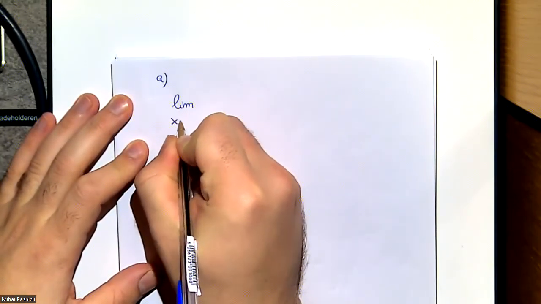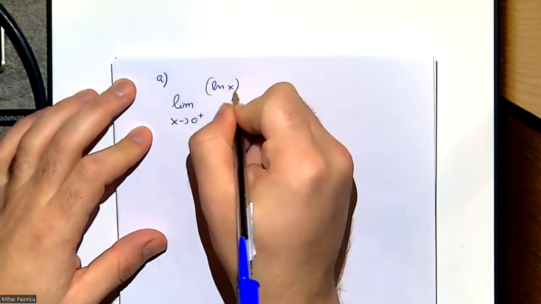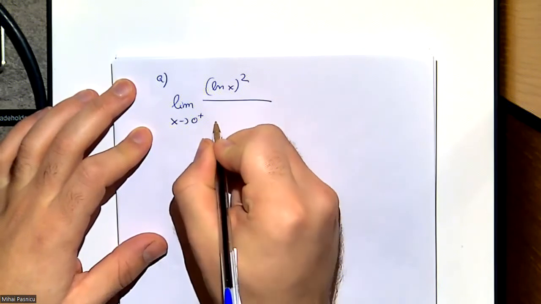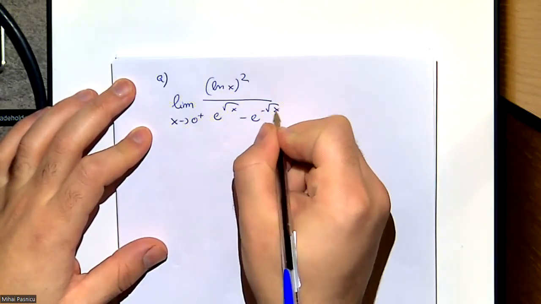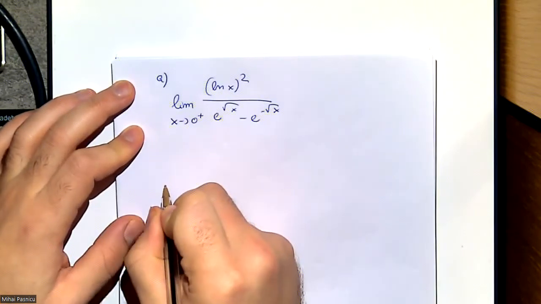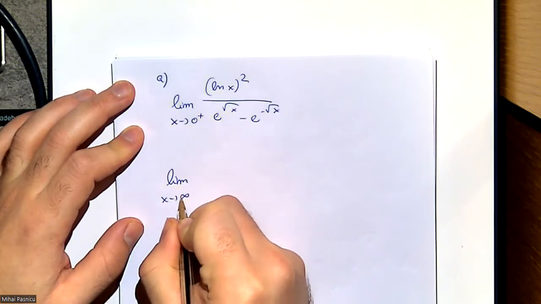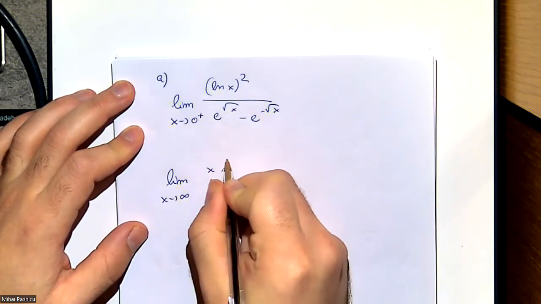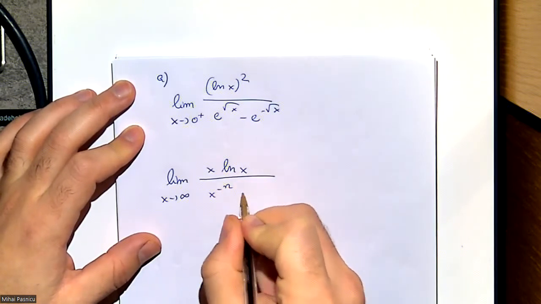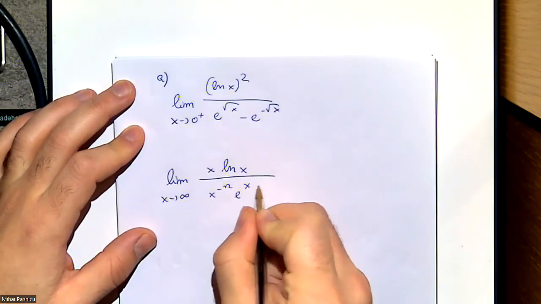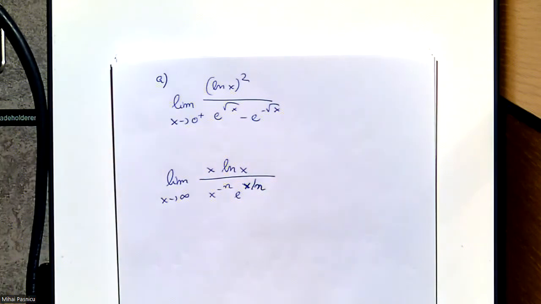Limit when x goes to 0 plus of ln of x squared times e to the square root of x minus e, and then the other one, limit as x goes to infinity.